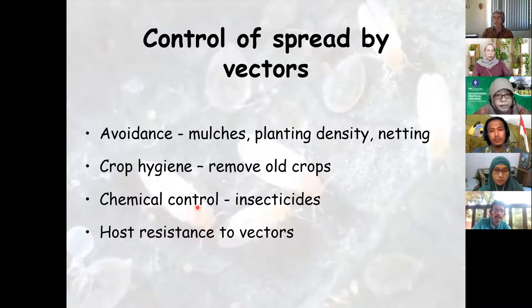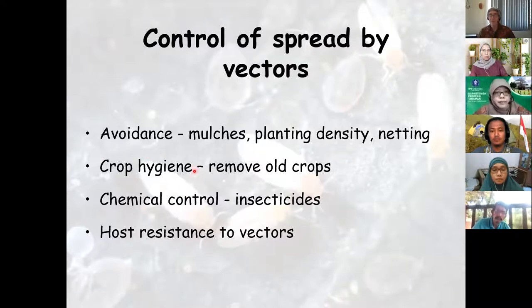You can simply use netting over plants, very fine netting, so the vectors can't get through. But of course, if you have holes in the netting, or it's damaged, or it's partly open, the vectors can get in, and then they're often protected from their predators, and they do even better than they would without the netting. So netting is very useful, but you have to be very careful.